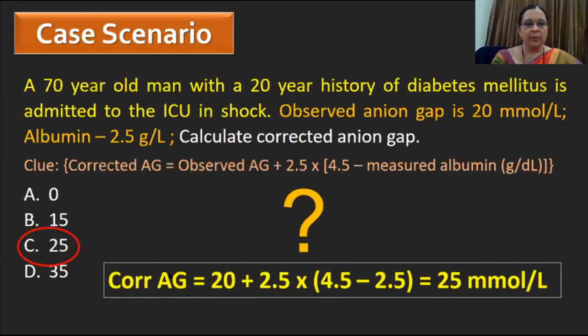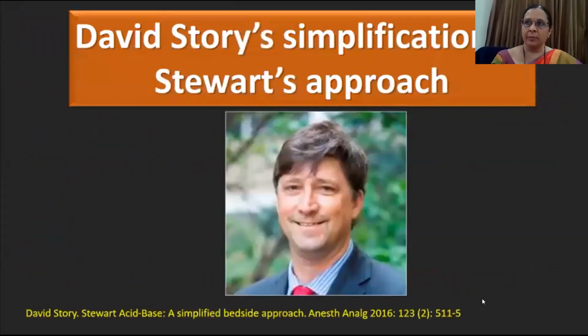Corrected anion gap is equal to 20 plus 2.5 multiplied by 4.5 minus 2.5. That is 2 into 2.5, which is 5. 20 plus 5 is 25 millimoles per liter. So that's how you can get the corrected value. They said we can use the traditional concept and correct the anion gap. The anion gap itself was looking at electrolytes, and they corrected it for albumin. So they said that should be fine.